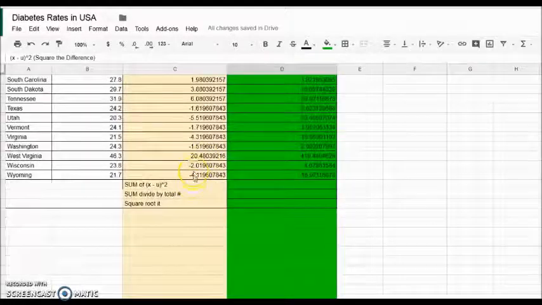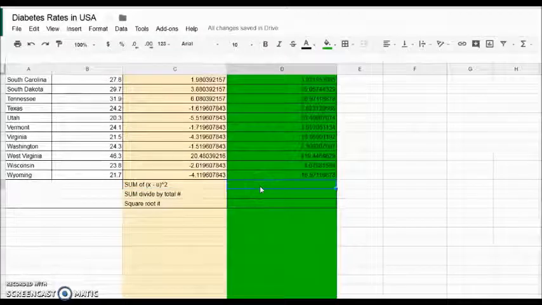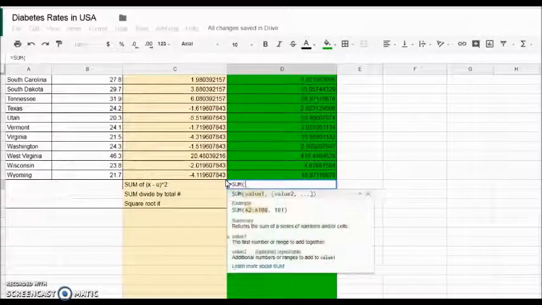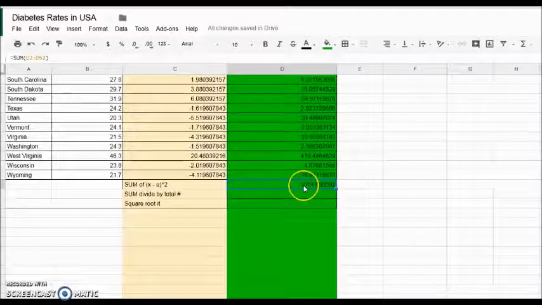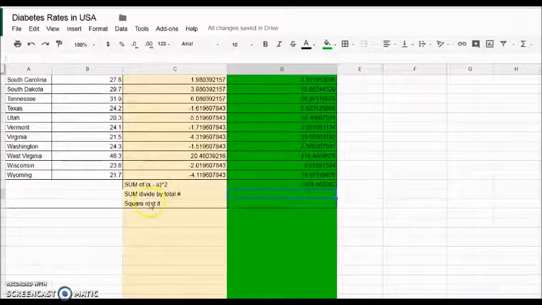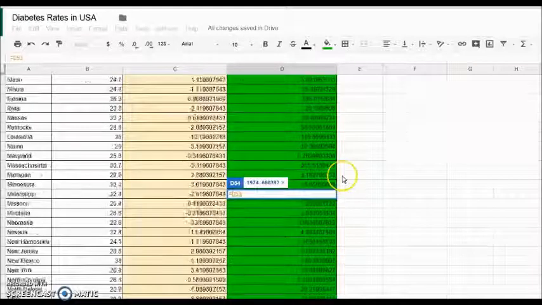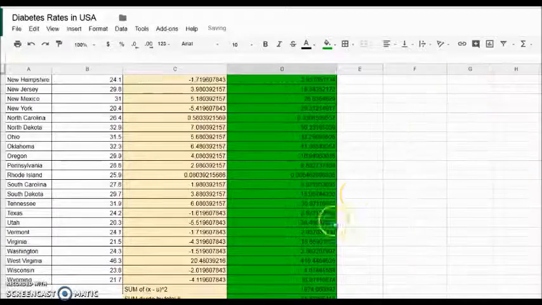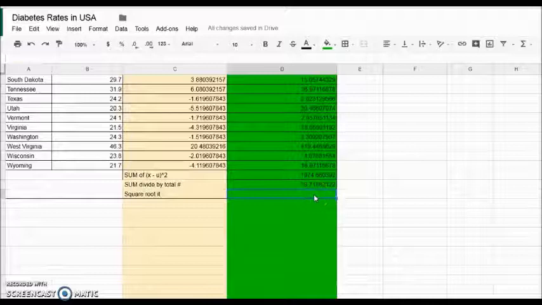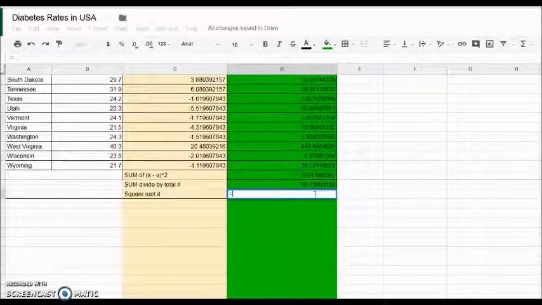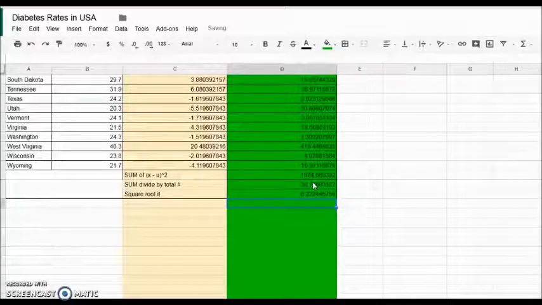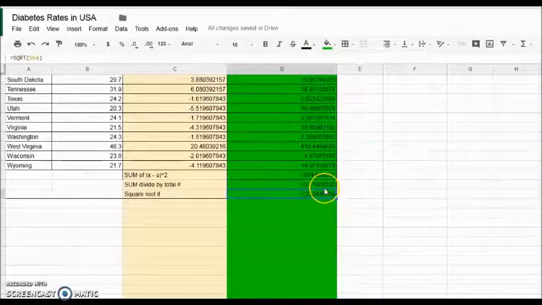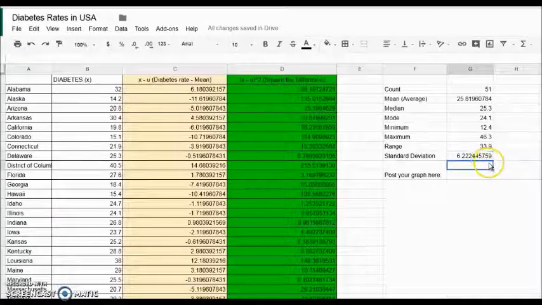Okay, two more things. One step is finding the sum of whatever you just calculated. Do equal, just like the mean, sum, highlight all your numbers, parentheses, and you got 1,974. The next one is saying, whatever your sum is, divide by the total number. So do equal, click that, divide by 51, which is my total. 38.71. Last step, we're almost done: take the square root of your number from above. If you don't know what square root is, just ask me. You type SQRT, parentheses, the number above it, parentheses. That's my answer, 6.2224. So that is your answer.